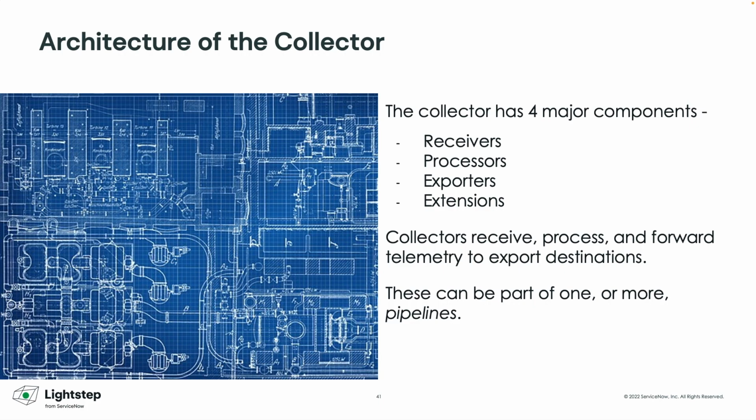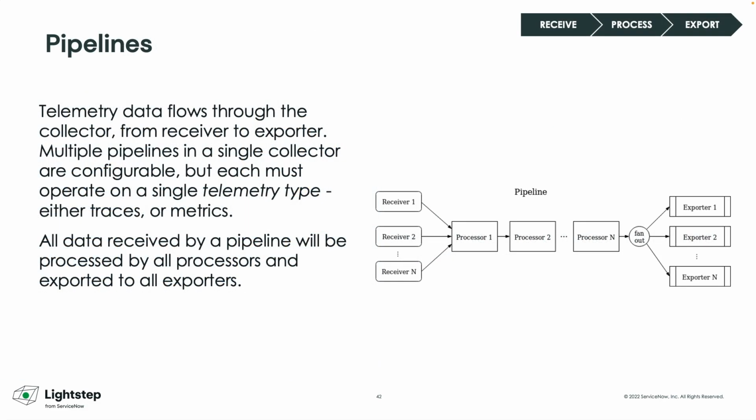All of these receive, process, and export functions can be used in one or more pipelines. A pipeline is used to define which receivers you will activate, which processors you will use to transform this data, and which exporters send it to any backend, meaning that you will define as many pipelines as necessary in order to receive, process, and export your data in different formats.